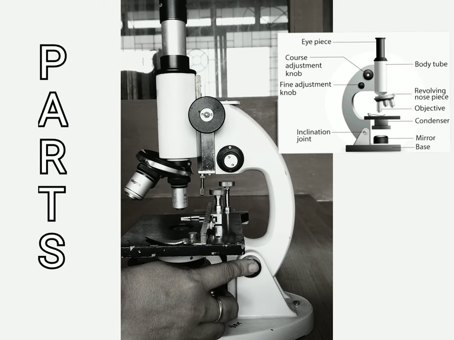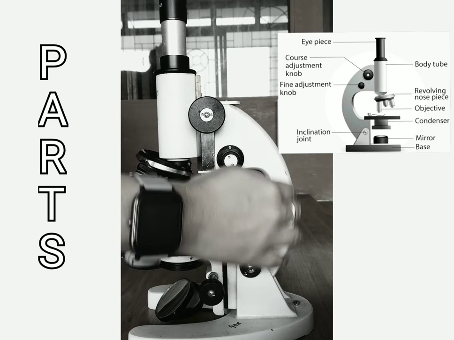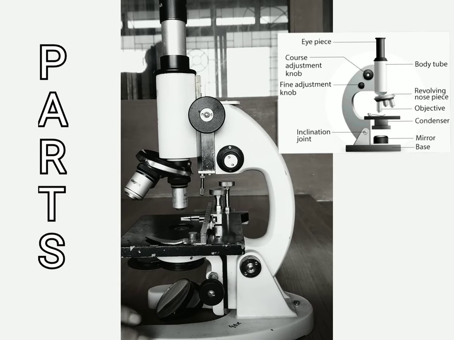This is one screw which attaches the pillar with the handle. The base is also known as the foot. So this is about the mechanical part. Each and every part is very important regarding the function of the microscope, the organization of the microscope.